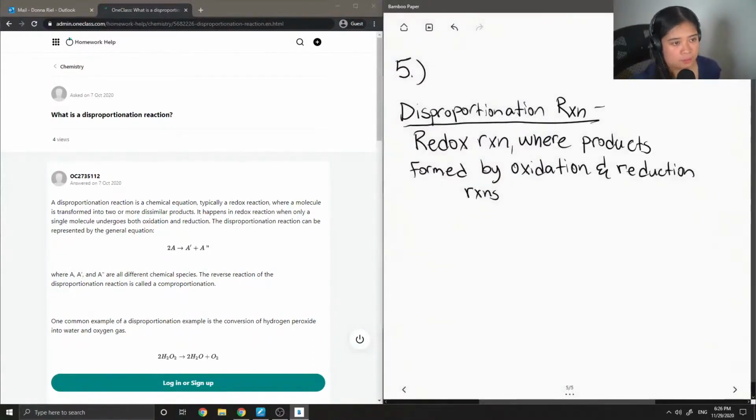Okay, so the term disproportionation reaction isn't widely used. People just tend to refer to it as a redox reaction. Okay, so let's show an example. So let's say we had mercury 1 chloride.